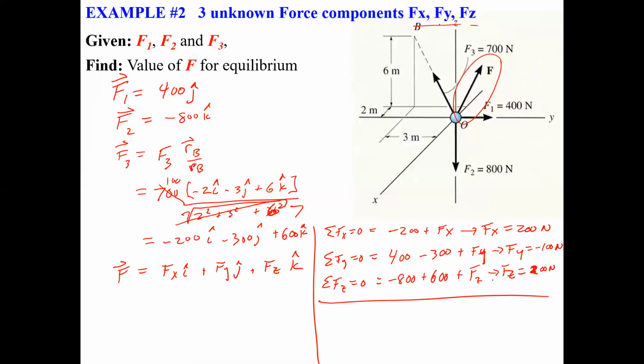So that just tells us then that our solution for F is going to be 200I minus 100J plus 200K. That's the force that we need to apply to that particle so that it remains motionless.